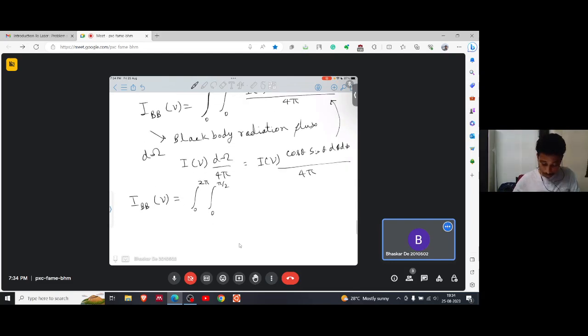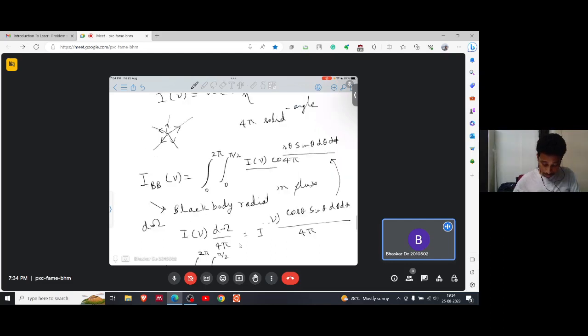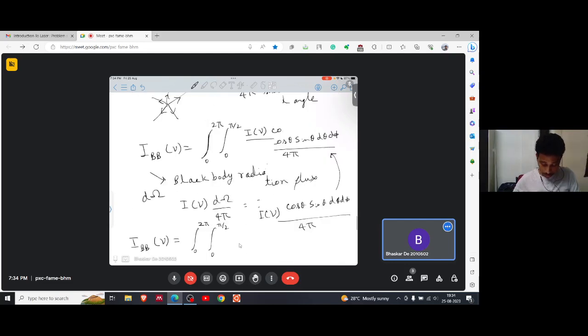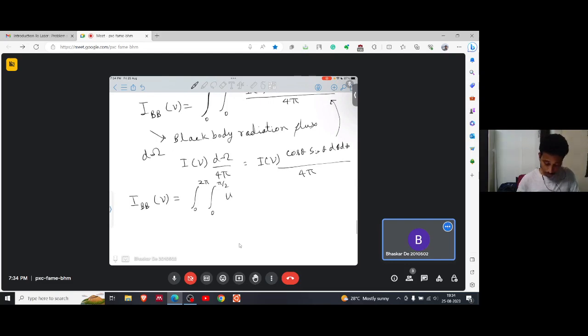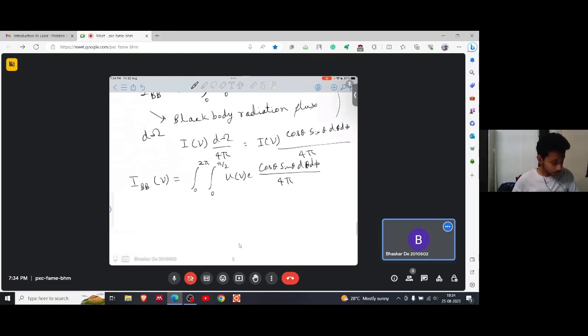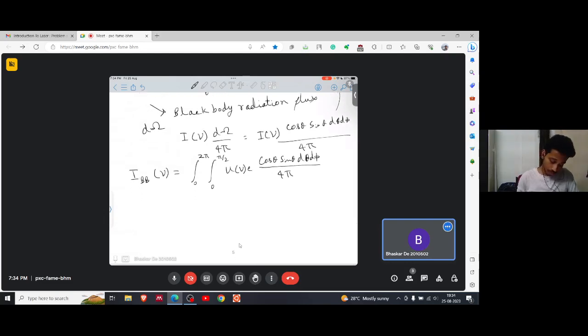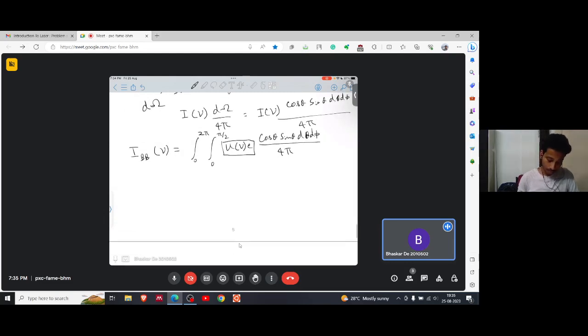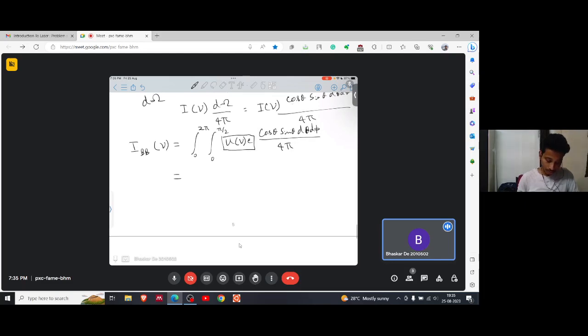So now here what we'll do, we replace this I nu by this relation u nu c. So u nu c, then this cos theta sin theta d theta d phi by 4 pi. So the u nu c part is independent of the integrating variables theta and phi. So if we calculate this integral, we will have u nu c by 4.